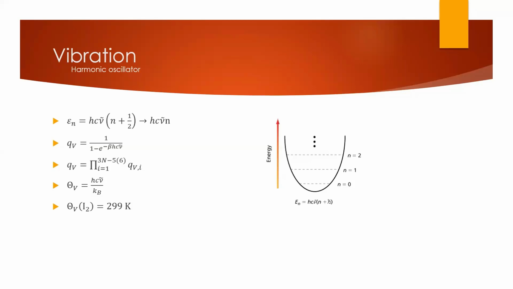So we can see here for iodine, which has a very low-lying vibrational state, that the vibrational temperature is 299 Kelvin. So the ratio of T to theta_V would be about 1, which is not 10. So most bonds are not going to be continuously accessed in terms of vibration at room temperature. So it's never appropriate to use the integration here. Now, that's at room temperature.